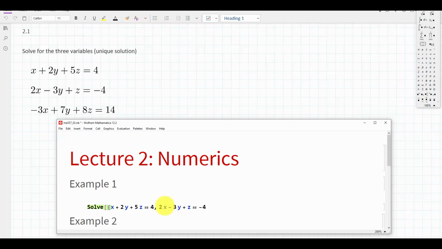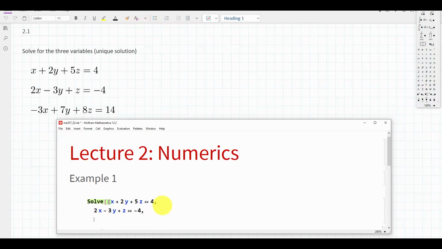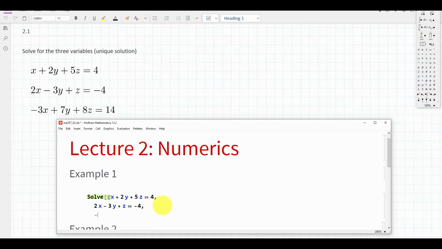So I put in the second equation here. But for aesthetics, I'm going to put that on another line and then put a comma so I can put in the third equation. So negative 3x plus 7y plus 8z, double equals, 14. Then a curly brace to end that list.